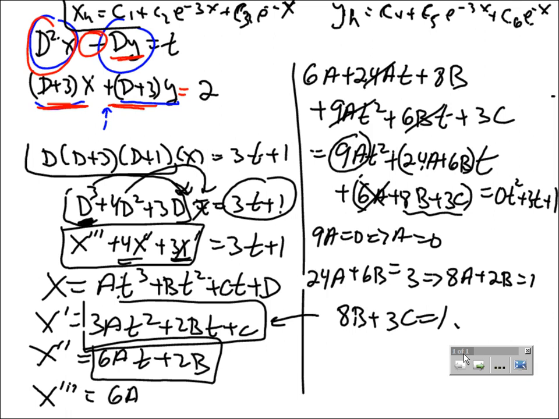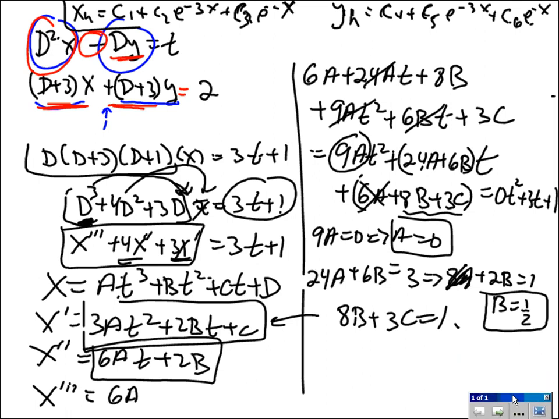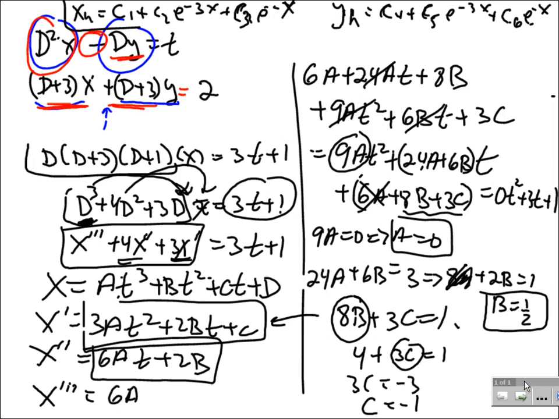Okay. Now, if a is 0, then b is a half. B is a half, and a is 0. And if b is a half, well then that's 4. 8 times half. Half of 8 is 4. 4 plus this unknown number is 1. That must be negative 3. So c is negative 1. So now I can say what x is.